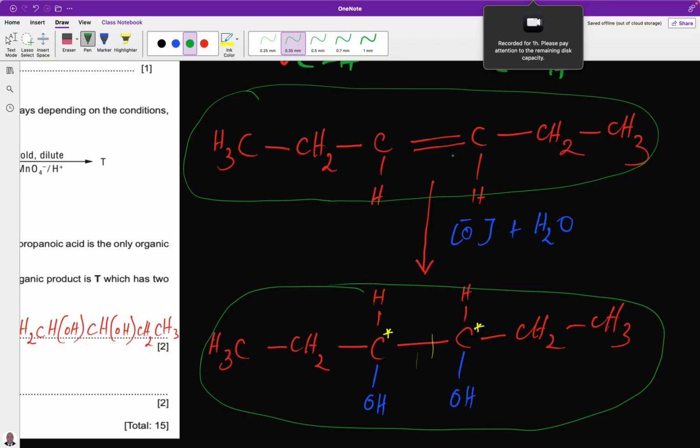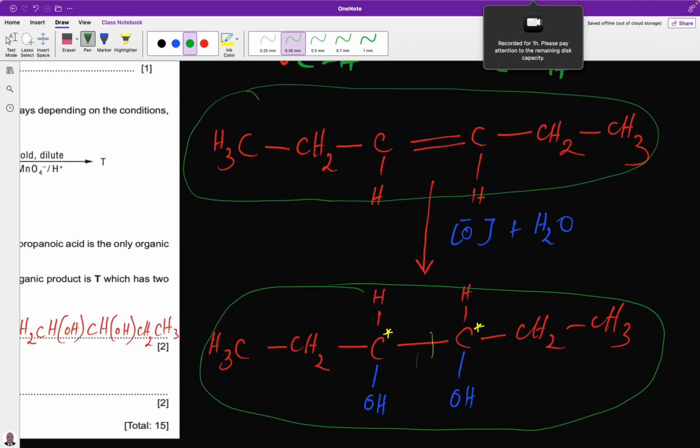Geometric isomerism will only occur in compounds with double bonds. Because of the non-rotation of the carbon-carbon double bond, geometric isomerism will occur here. Therefore, we will say V will undergo geometric isomerism, or what we call cis and trans isomerism. Then this is T.